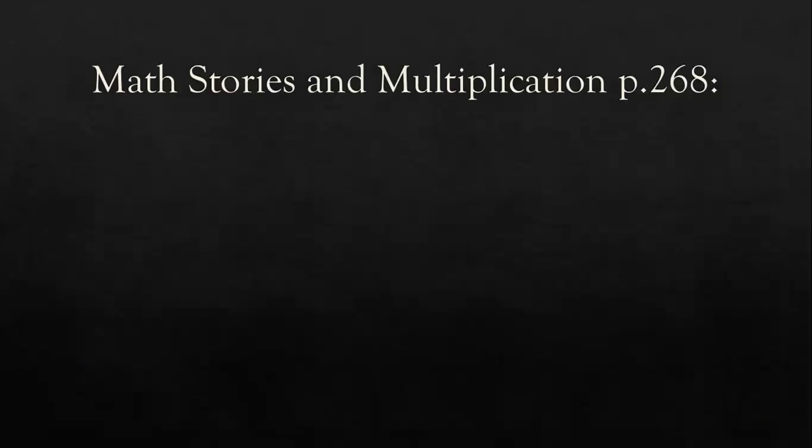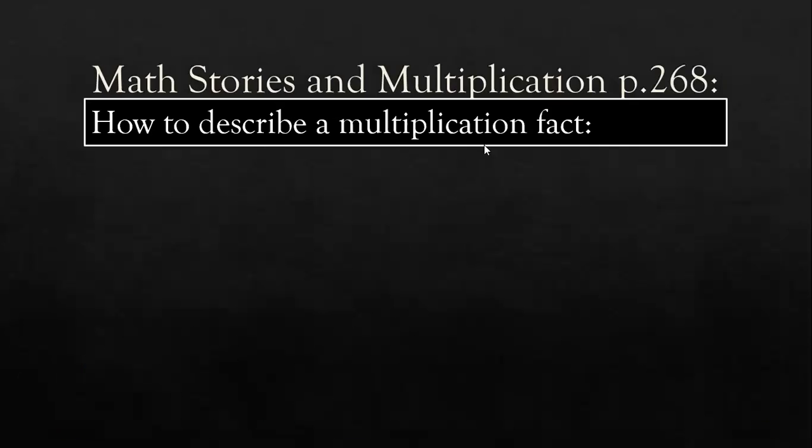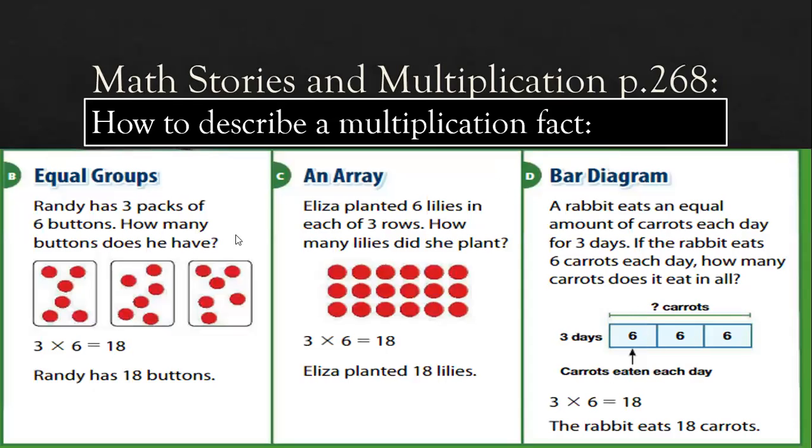Okay, page 268, how to describe a multiplication fact. We have 3 ways to describe a multiplication fact. For example, we have here 3 multiply 6 equal 18. So we can put it in equal groups like this. This is an equal group of what? Let's count. 1, 2, 3, 4, 5, 6. So this is 3 groups of 6 buttons.